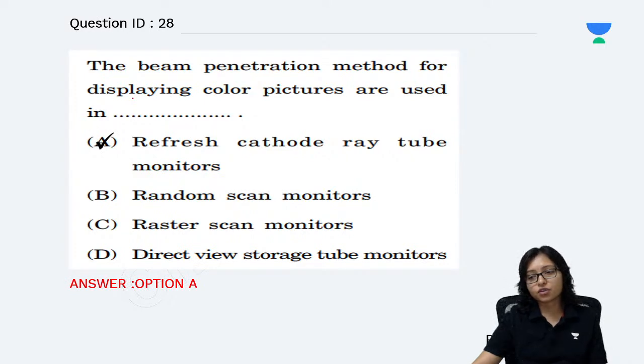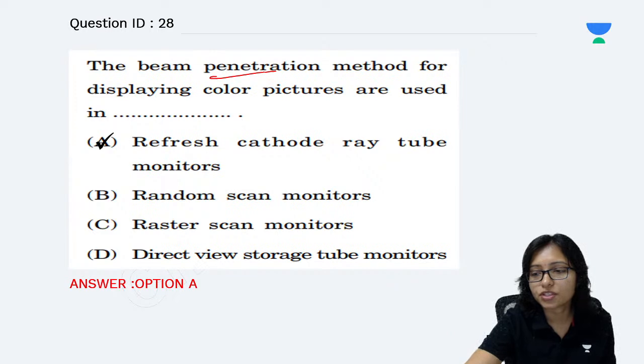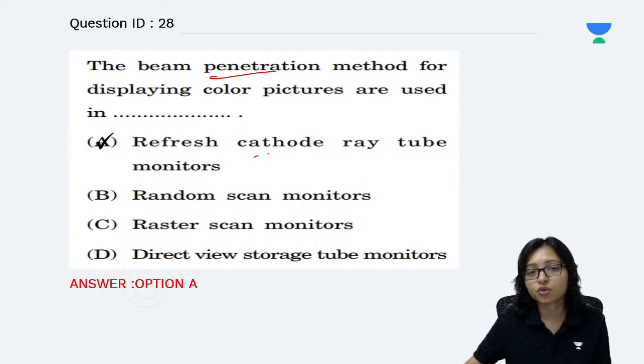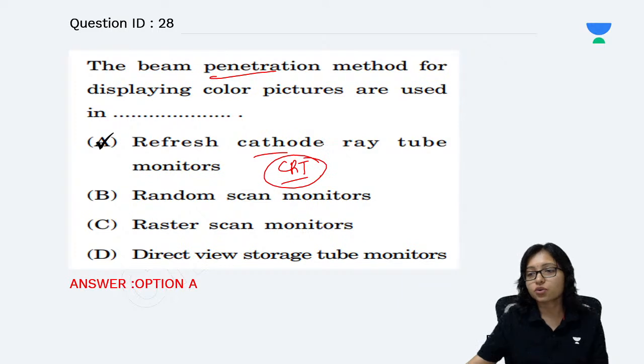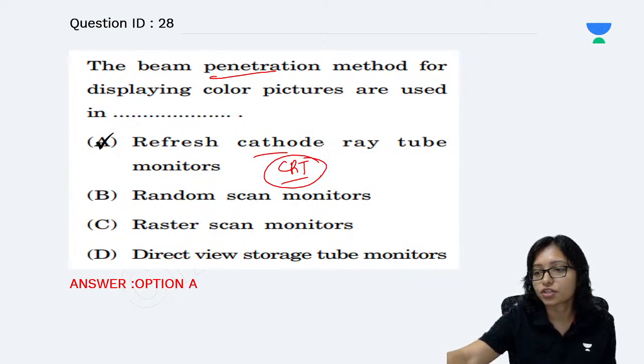The cathode ray tube monitor is using the beam penetration method. Beam penetration method is used in cathode ray tube, not in raster scan monitor. Raster scan monitor does not use the beam penetration method. CRT, that is the cathode ray tube. What are the CRT monitors? That is cathode ray monitors. Cathode ray monitors are using this beam penetration method.